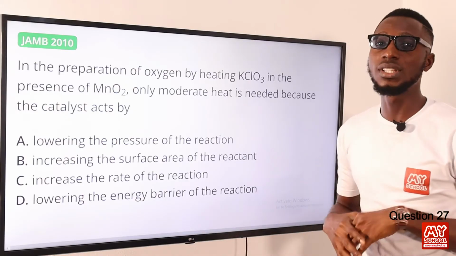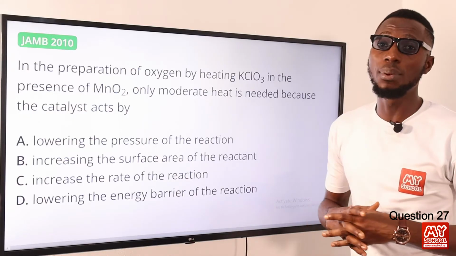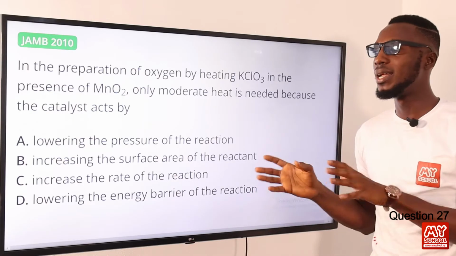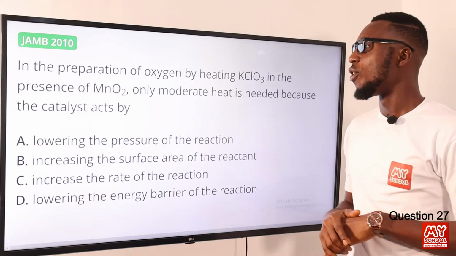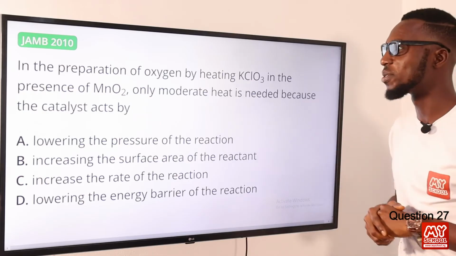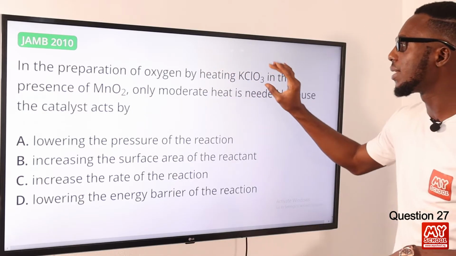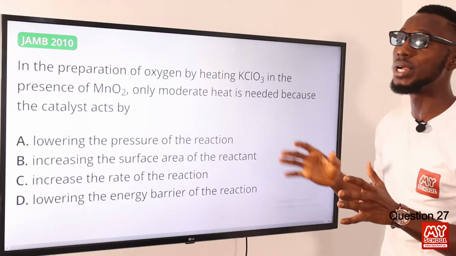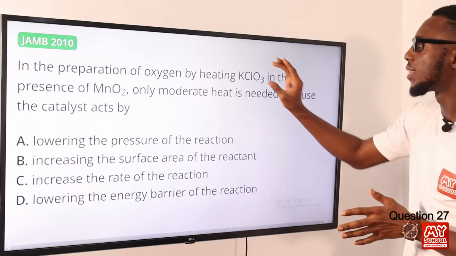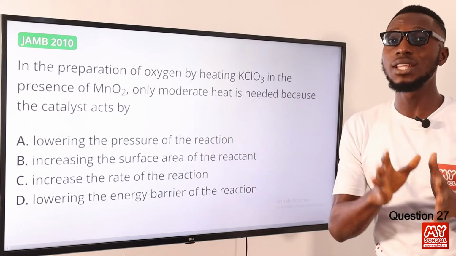As well, you can talk about the oxidation of hydrogen peroxide. Or you can even use the thermal decomposition of mercury(II) oxide, lead(IV) oxide, and some other processes like that. Now let's come back to this question. We are told that in the preparation of oxygen by heating this, anything around 400 degrees Celsius is when this will slowly release oxygen. That is in the absence of catalyst.